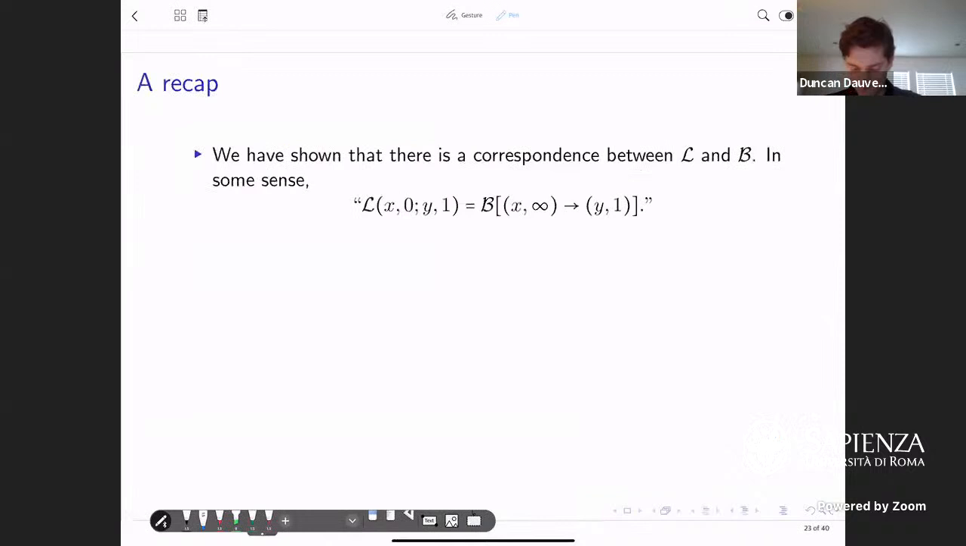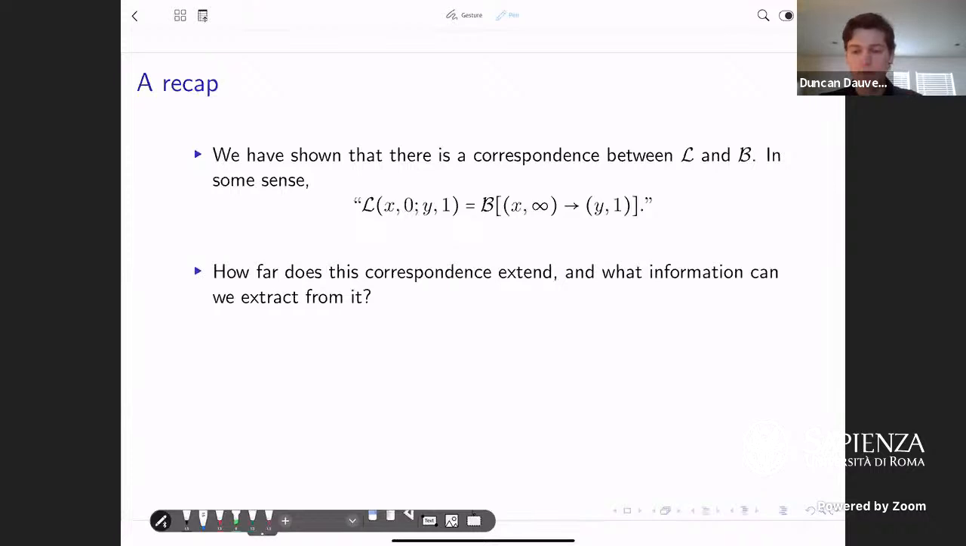Okay, so let's say, what have we done so far? We've shown that there's a correspondence between the key to constructing this directed landscape, which was constructing a correspondence between L of x0, y1 and the parabolic Airy line ensemble by roughly showing that, in heavy quotation marks, this landscape value is like a last passage value from x at infinity, where this is some asymptotic direction, to a point y1. And so you can ask, well, how far does this correspondence extend and what other information can we extract from the correspondence?